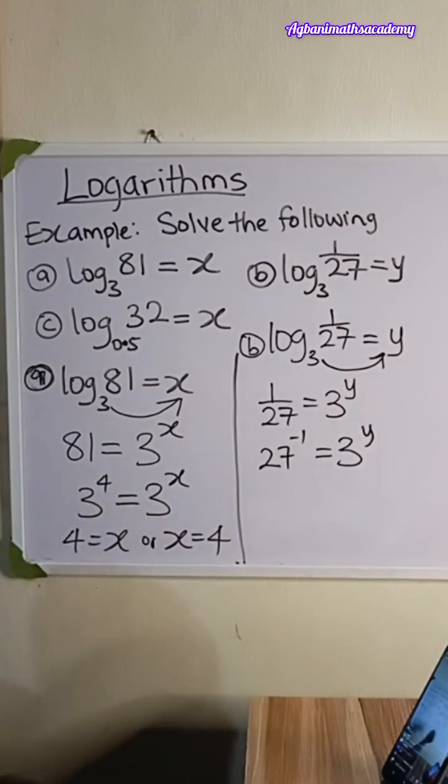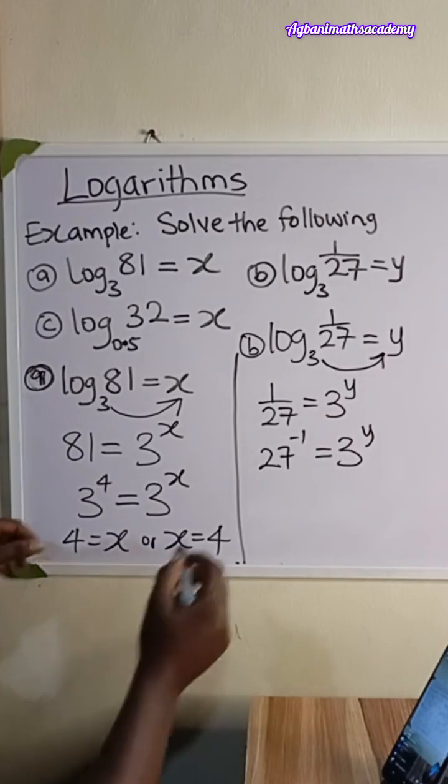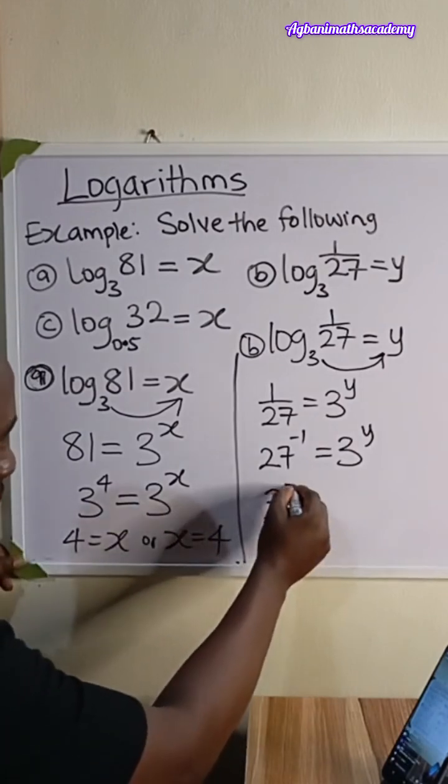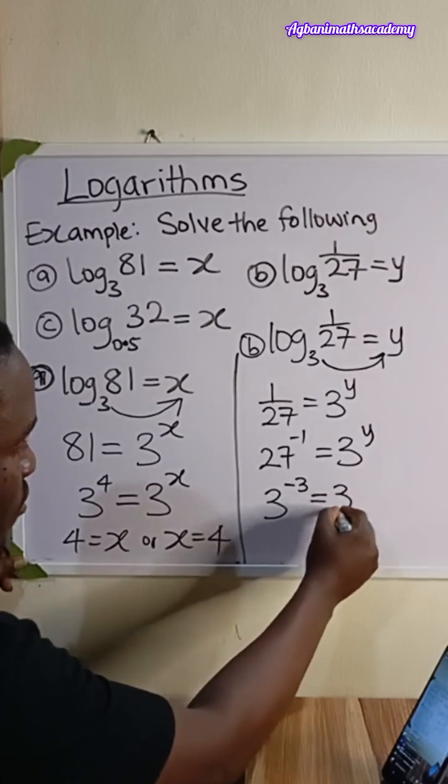But also, 27 can be written as a power of 3 because 3 can multiply itself 3 times to give you 27. So we can write this as 3 to the power of minus 3 is equal to 3 to the power of y.